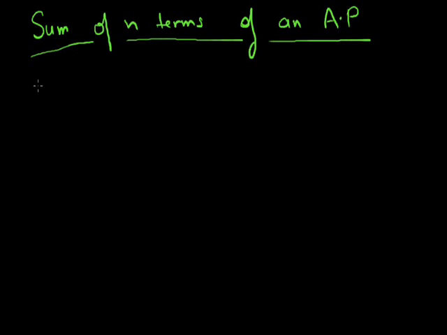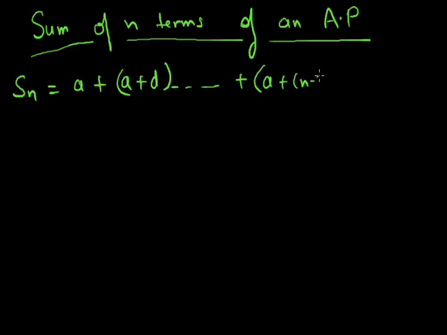So before moving on to this part, we actually have to see the example of how to find out the sum of n terms of an AP. But before moving on to the example, we first see what will be the formula for finding out the sum of n terms of an AP. So let's say the sum of n terms of an AP is a plus d, in this way up to a plus (n minus 2)d plus a plus (n minus 1) into d. So this is the sum of n terms of an AP.